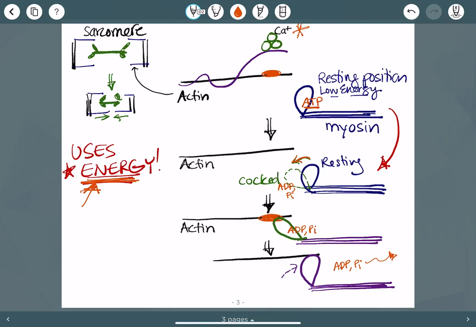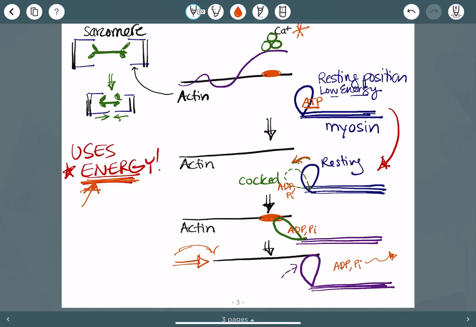But once that head is cocked and you've pulled the slingshot back, it is ready to just snap back into position. And it will do that as soon as the myosin head binds to the active site, the ADP and the phosphate are released, and it snaps back into its position. And now you can see that this whole actin molecule has actually slid right over in this direction. And we've shortened the muscle with this one step.